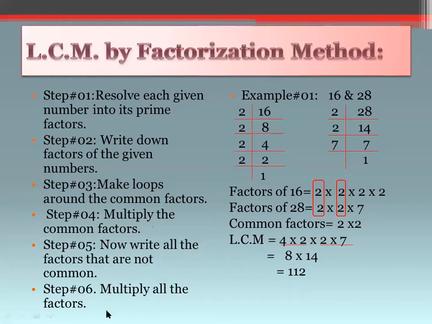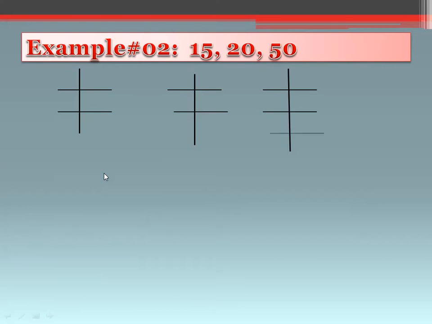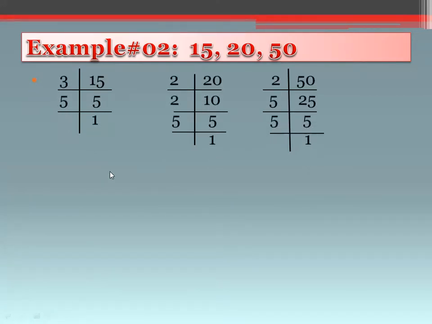Okay. Now, my dear students, I will give you another example. Example number 2: here you have three numbers, 15, 20, and 50. And again, you will have to find out the factors of these numbers. In step number 1, you will find out the factors of these numbers. So how will you find them? Here, like this. So first look at 15.